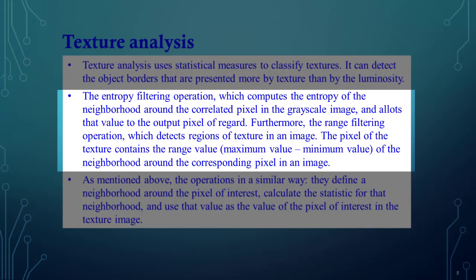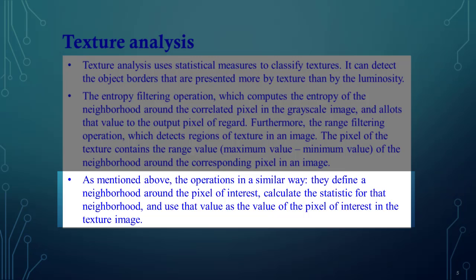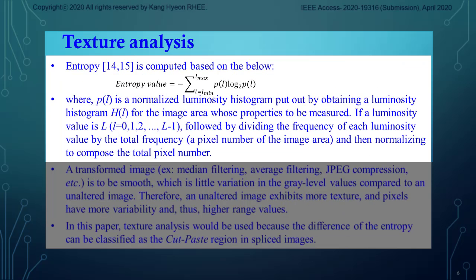The pixel of the texture contains the range value, the maximum value minus the minimum value of the neighborhood around the corresponding pixel in an image. As mentioned above, the operations work in a similar way. They define a neighborhood around the pixel of interest, calculate the statistic for that neighborhood, and use that value as the value of the pixel of interest in the texture image. Entropy is computed based on the equation below.